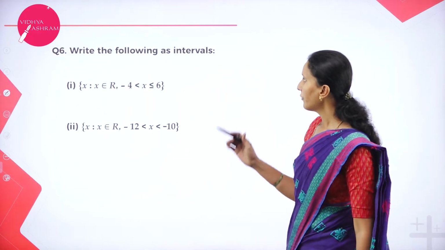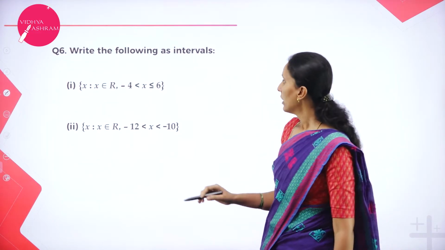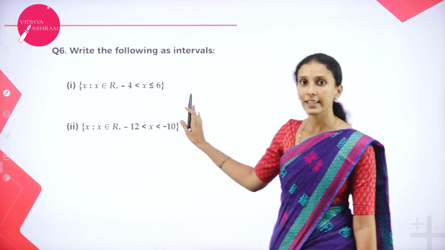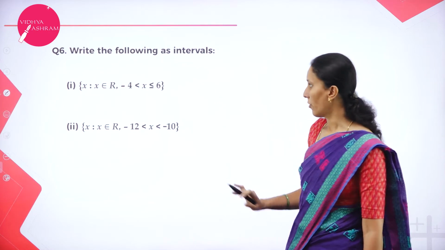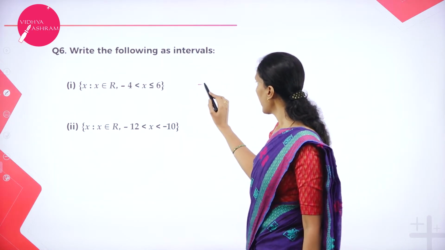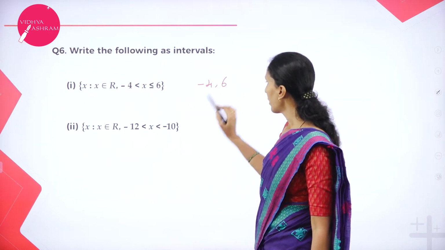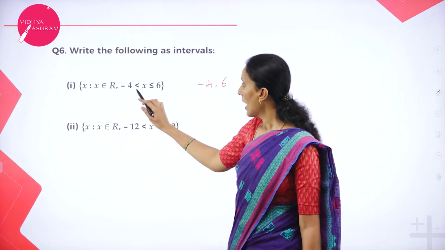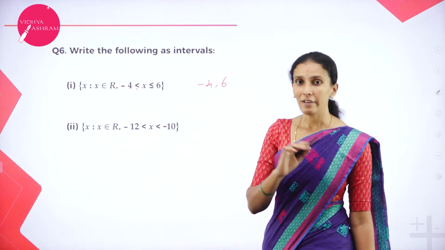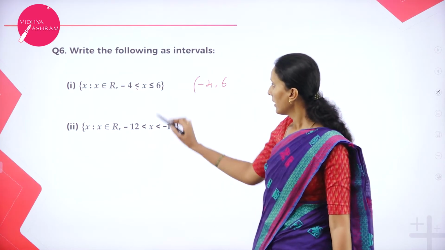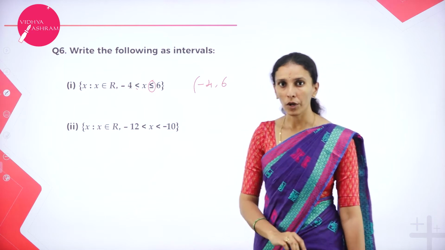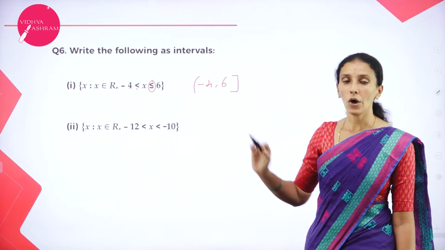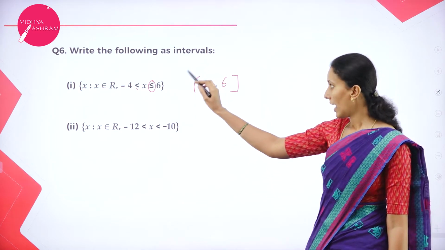Next, write the following as an interval. This is in the set builder form, and we are supposed to write it in interval form. Now we have minus 4 comma 6. But is it an open interval or a closed interval? You have less than here. When you have less than, it is an open interval. Here you have less than or equal to, which means you are including, so it is a closed interval. This is how we denote it as an interval.